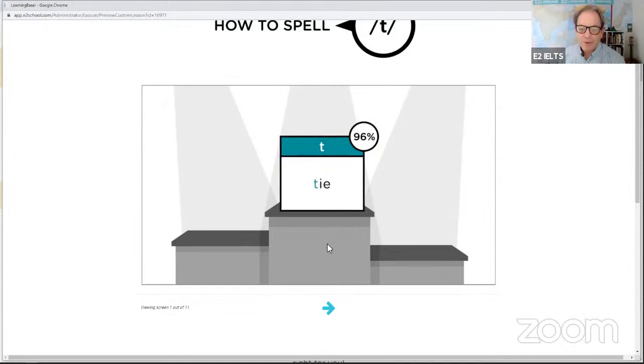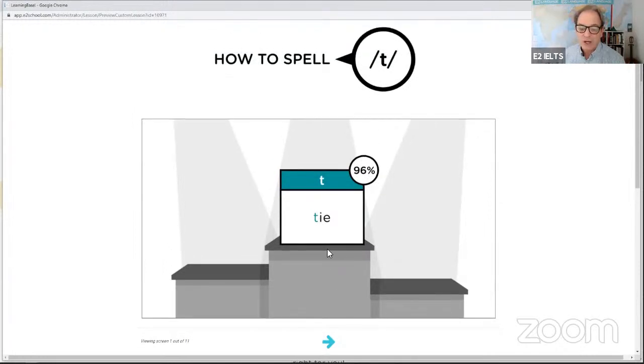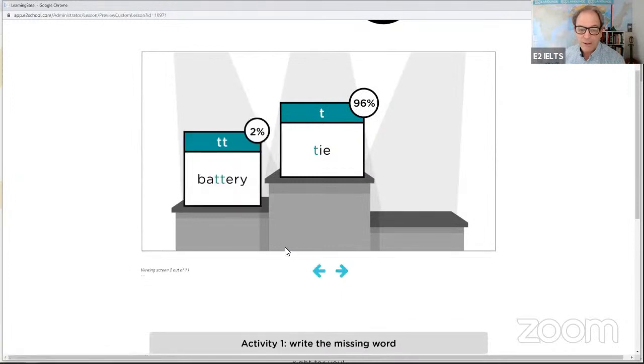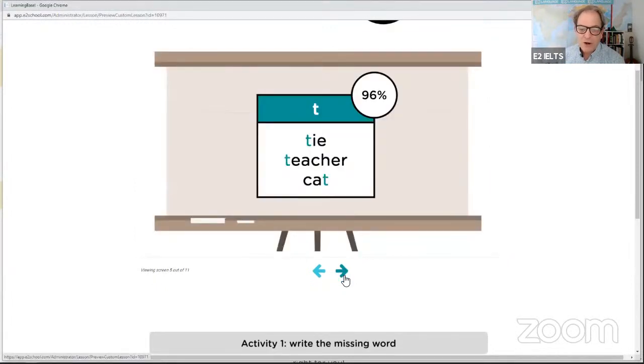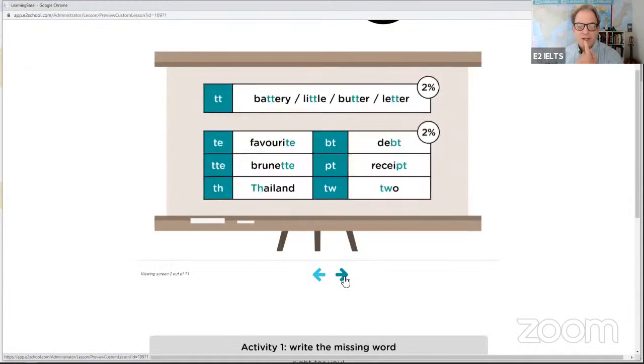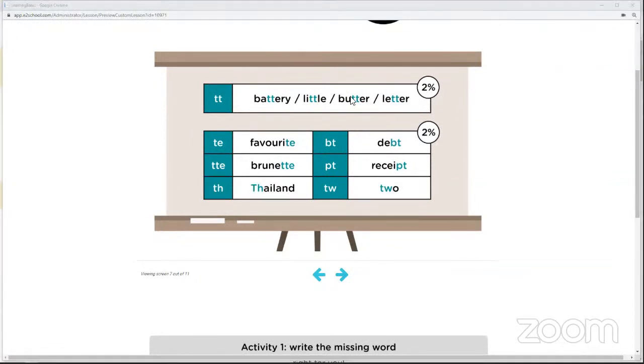96% of words in the English language that have the sound t are written with a single T. Some 2% have a double T, and odd ones like receipt have a PT. So tie, teacher, cat, other spellings. Now I want you to read these out loud and pronounce the t sound and recognize the spelling at the same time. So we're looking at the relationship between sound and spelling, or writing. So read them all out loud. Once you've done it, tell me you've done it in the chat box.